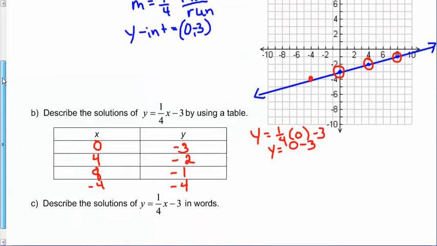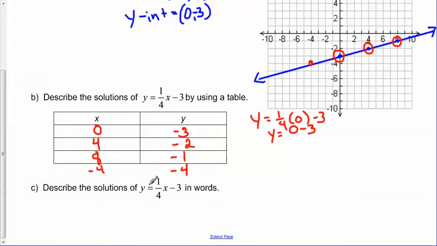Now let's think about how we can talk about this in words. How do we describe the solutions of y equals 1/4 x minus 3 in words? Well, for all of our solutions, how are we going to come up with our y? We're going to take 1/4 times the value for x, and then we're going to subtract 3 from it. There's lots of ways that we could say that. One of the ways would be to say that for all of our solutions, the y value will be 3 less than 1/4 of the x value, because when we subtract 3 from something, that makes it 3 less.